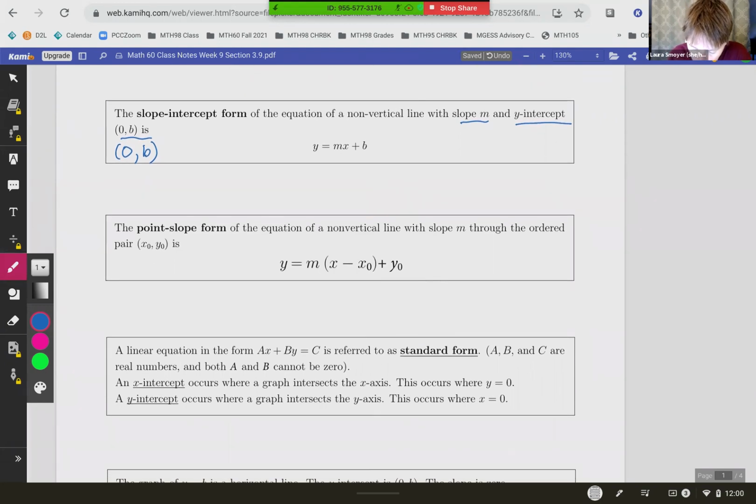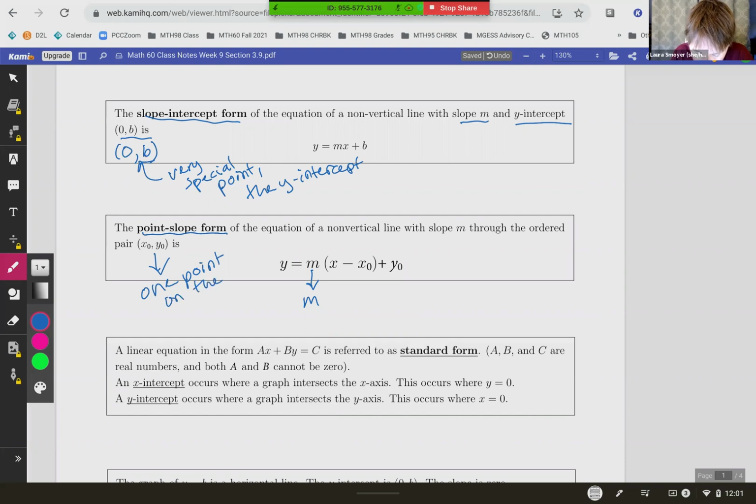We use this if we know the slope represented by m and any point that is on the line. The difference between the point slope form and the slope intercept form is that the slope intercept form requires a very special point, the y-intercept. And we don't always know that. In the point slope form, we only need one point on the line, and it can be any point, not a special point. So it is more flexible. Once we have point slope form, we can rewrite it into slope intercept form.